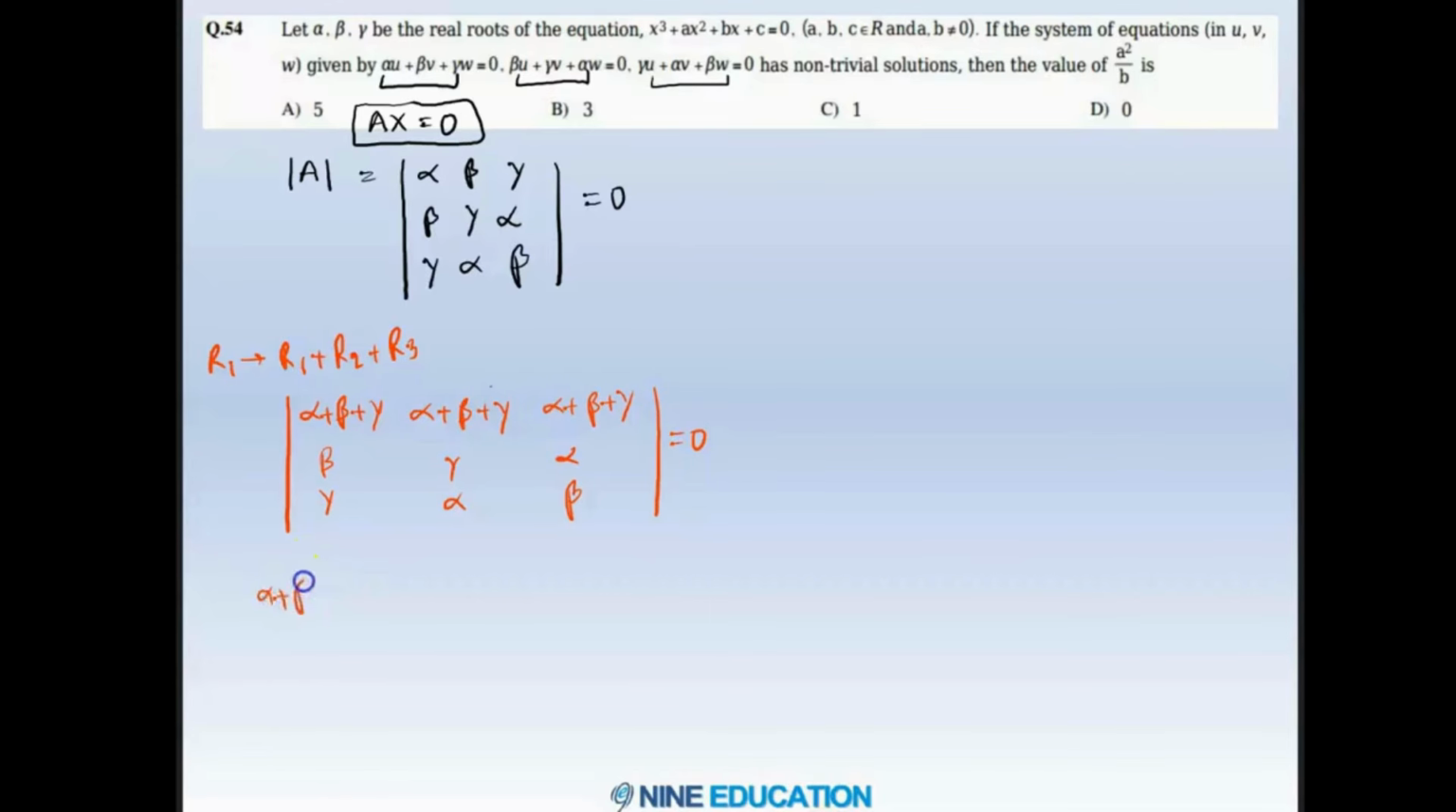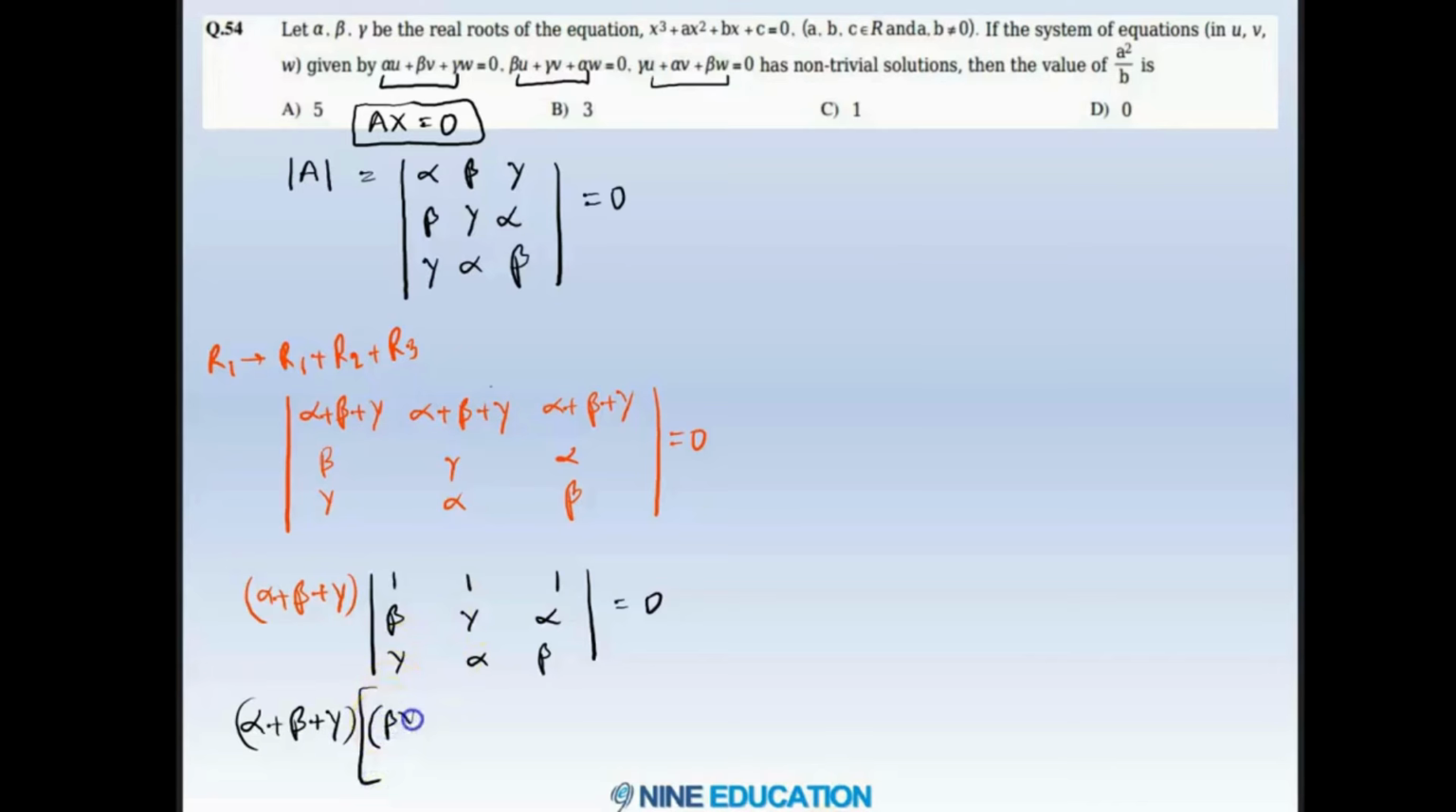I can take alpha plus beta plus gamma outside, common from the first row. So we'll be left with 1 1 1, and then beta, gamma, alpha, and gamma, alpha, beta, that is equal to 0. So this becomes alpha plus beta plus gamma, and now I can simply expand this entire thing. It will be beta gamma minus alpha square, then minus 1 times beta square minus alpha gamma, and then plus 1 times alpha beta minus gamma square. So overall I am left with alpha plus beta plus gamma.